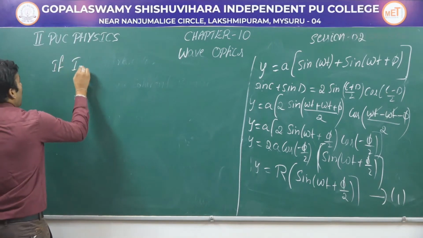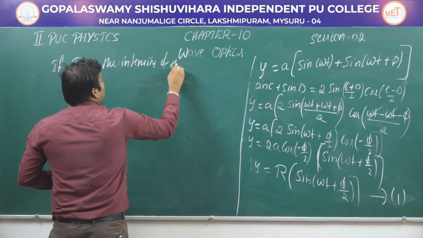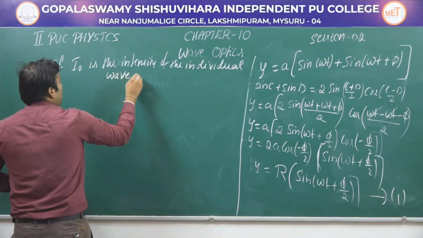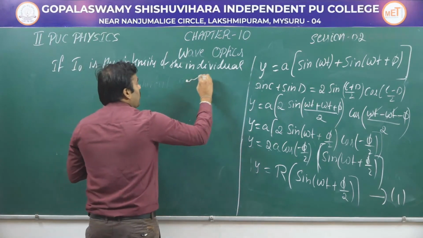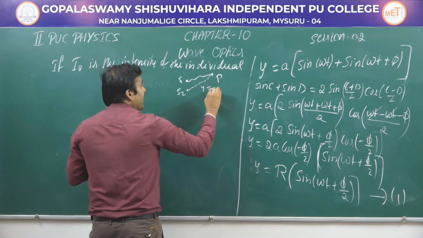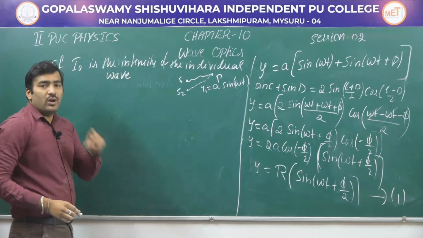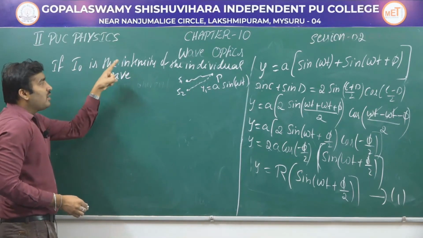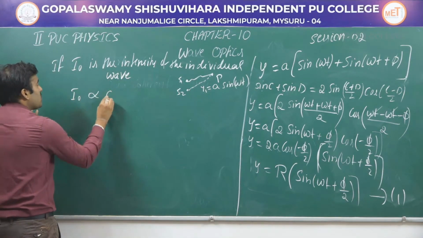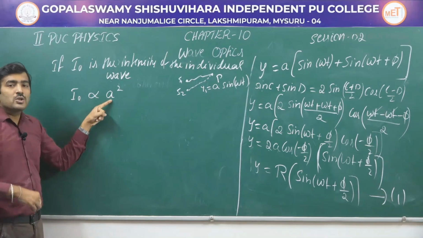If I naught is the intensity of the individual wave, okay, so I said that from the coherent sources S1 and S2, the waves are interfering at this point P, and we wrote the displacement of one wave as a sine omega t, where a is the amplitude of the individual wave. So if I naught is the intensity of the individual wave, then this I naught is directly proportional to the square of the amplitude. The intensity of any wave is always proportional to the square of its amplitude.